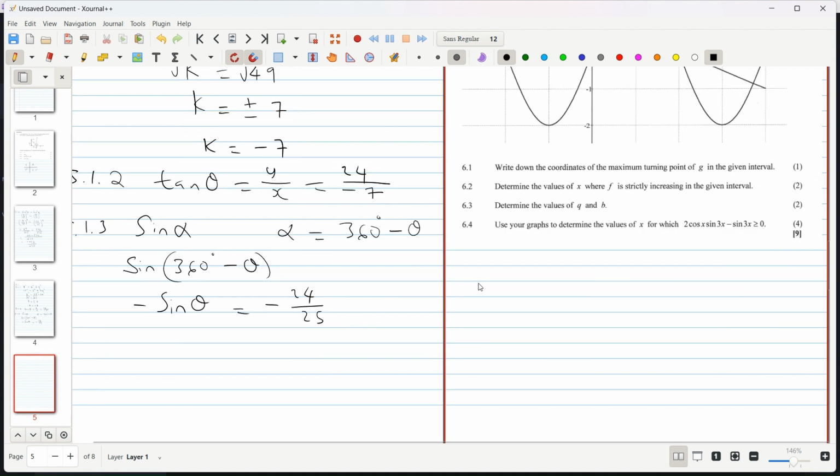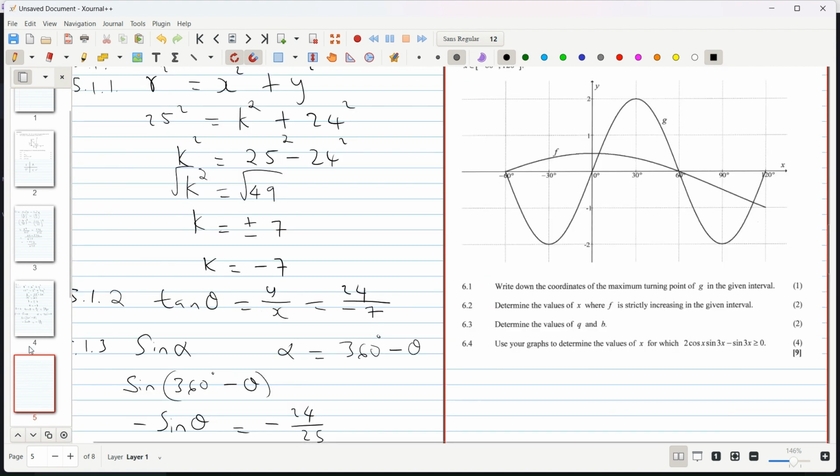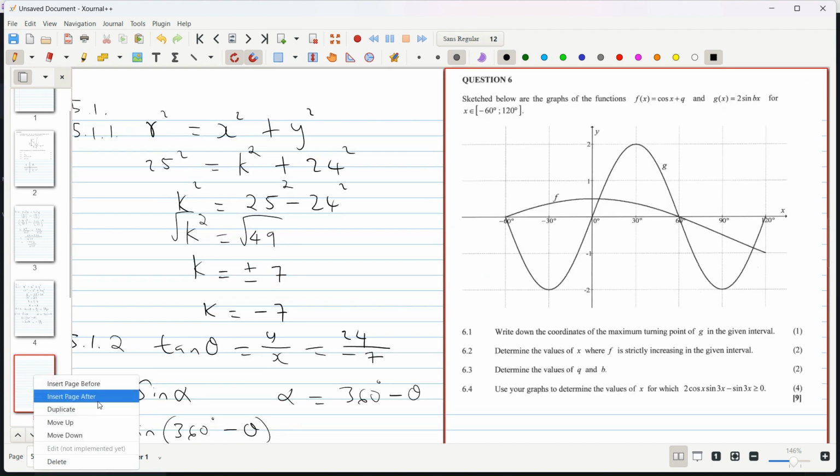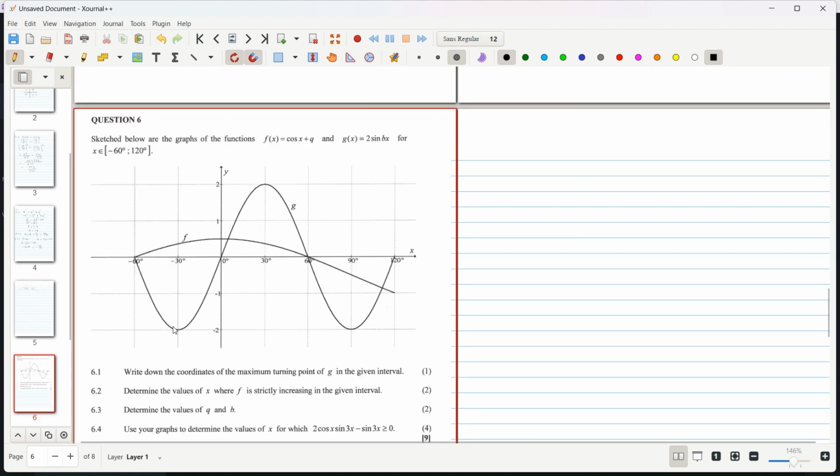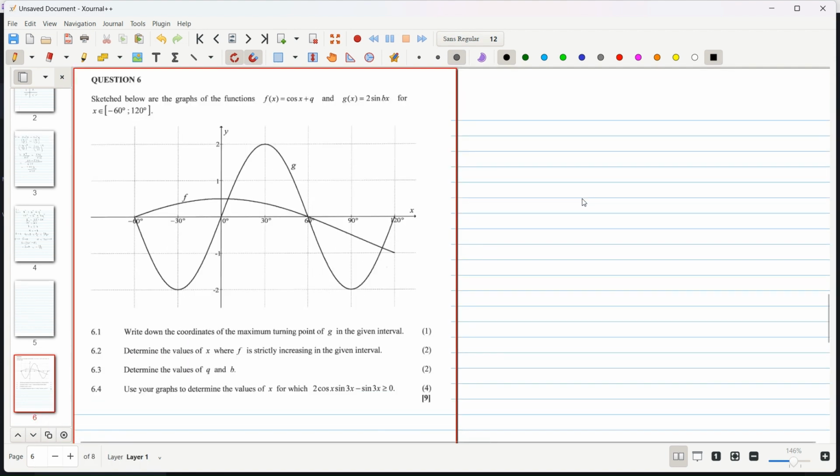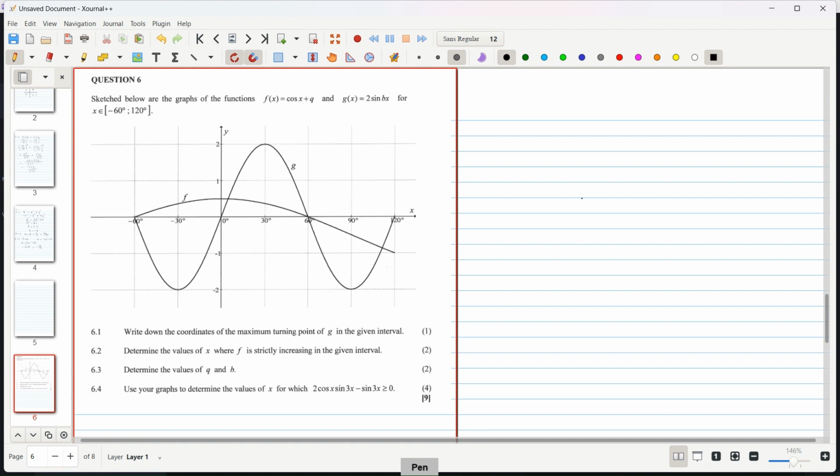Okay, so moving forward. Let me move this down. For the next one, we have a sketch below that shows two graphs of f and g. We're also given the interval, which is very important: negative 60 up until 120. That's the interval that we are working with.